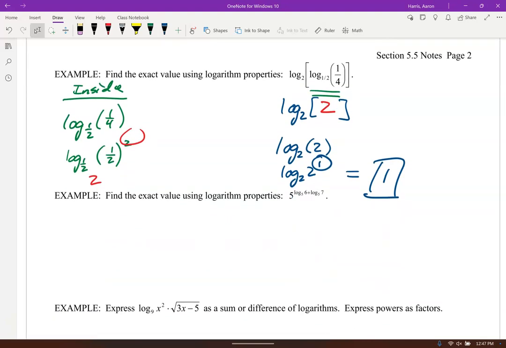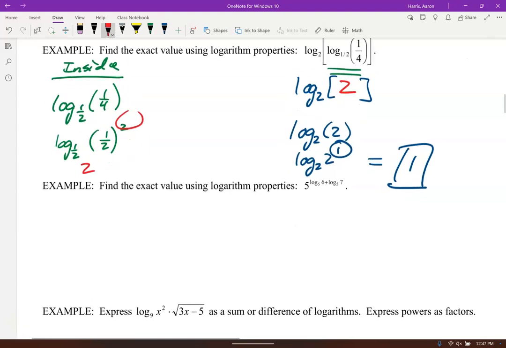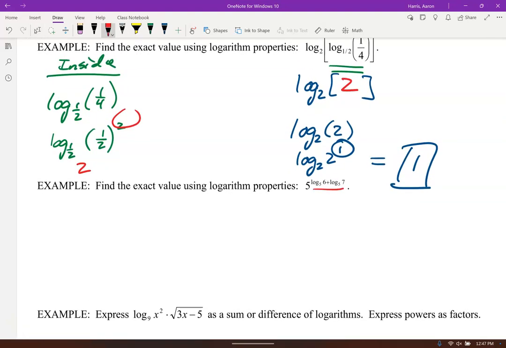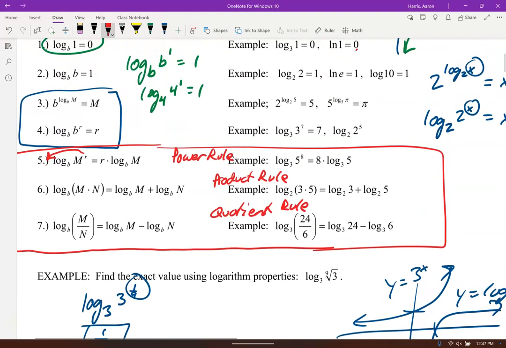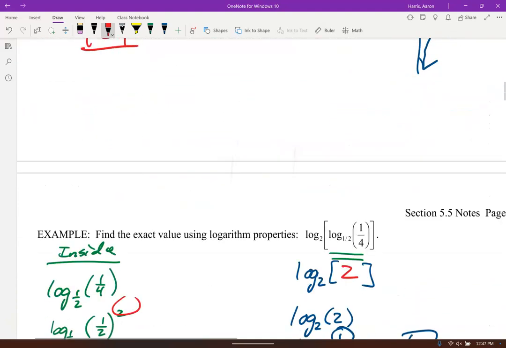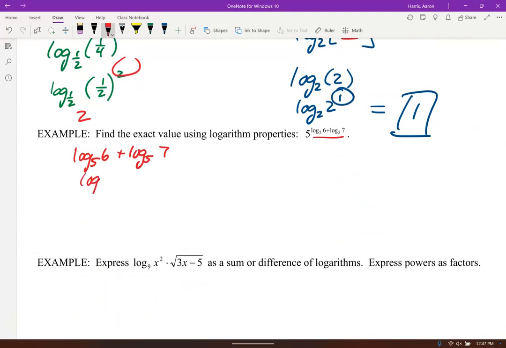Now this one, what I'm going to have to do is look at this exponent here, this log base 5 of 6 plus log base 5 of 7. I'm going to actually use the product property, which is this one up here. I'm going to go from here to there. So I'm going to condense it. So this is the same as log base 5 of 6 times 7. In other words, log base 5 of 42. Okay? So that's that exponent. So now let me write this. This is 5 to the log base 5 of 42.